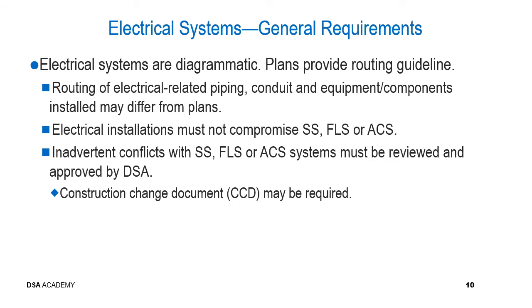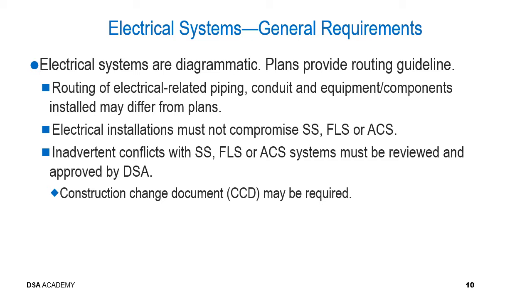Let's take a few minutes here to discuss just some general requirements relating to electrical systems. It's important to remember that electrical systems are generally diagrammatic. The plans basically provide a routing guideline to run conduits, conductors, and installing equipment and components. And it is certainly possible that the specific locations may differ somewhat from the plans.